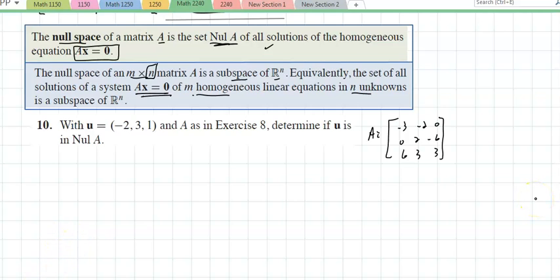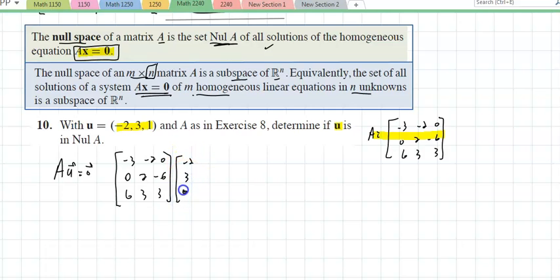So what does this mean? What again is the null of A? That's AX equal B. There's A. There's U. They're asking, is it in the null? They're asking, does AU equal 0? That's all there is to it. Well, what's A? A is negative 3, negative 2, 0, 0, 2, negative 6, 6, 3, 3, multiplied by negative 2, 3, 1. So that's what the null is, mapping everything to 0.